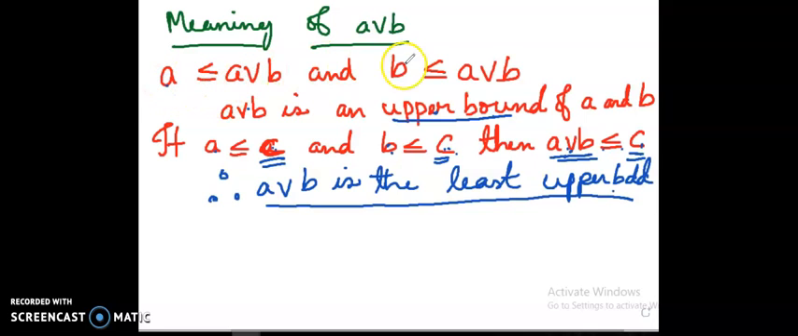So students, you can learn this. A is less than or equal to A OR B, and B will always be less than or equal to A OR B, because A OR B is an upper bound. Also, if there exists C such that A is less than or equal to C and B is less than or equal to C, then A OR B is less than or equal to C. Therefore, A OR B is the least upper bound.